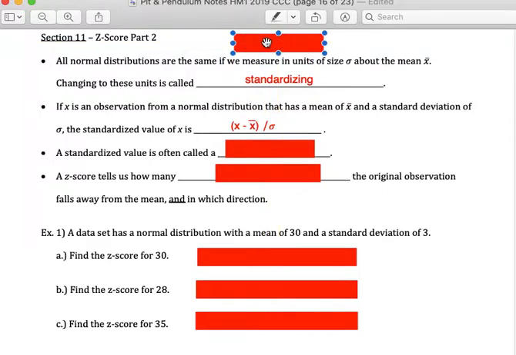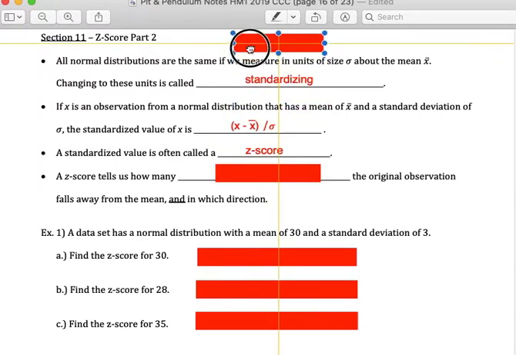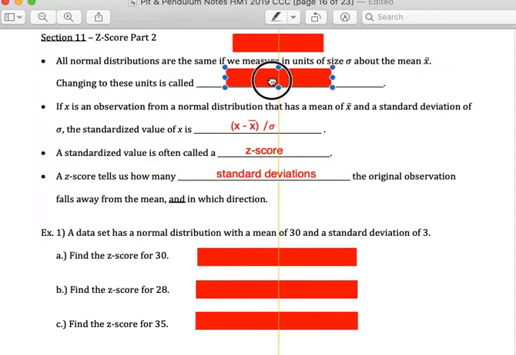If x is an observation from the normal distribution that has the mean of x bar and the standard deviation of sigma, the standardized value is x minus x bar divided by standard deviation. And we know that this, again, is called a z-score. Standardized value is the z-score. So how far away you are from the mean. And so z-scores, that's any increment away versus those basic values that we started with last week.